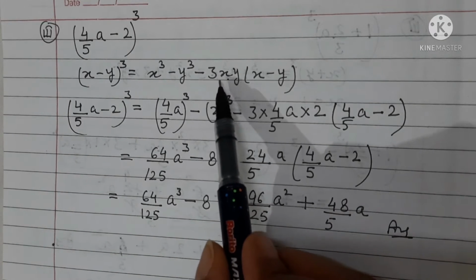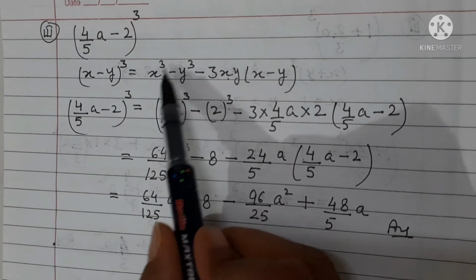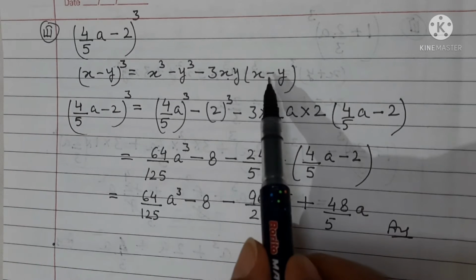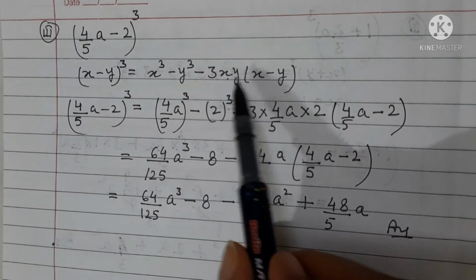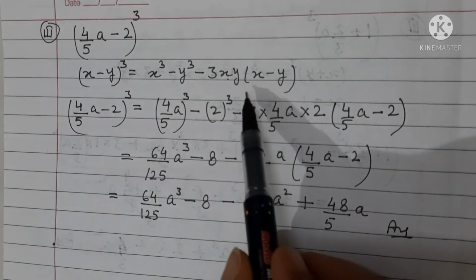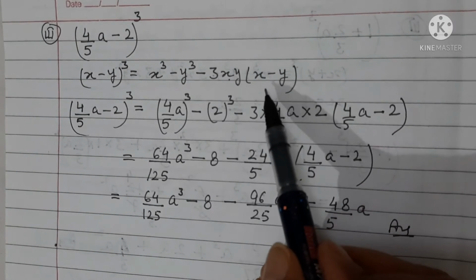Students, you can substitute here by taking the formula x cube minus y cube minus 3x square y plus 3xy square directly. So both the formulas, you can use any one of them.